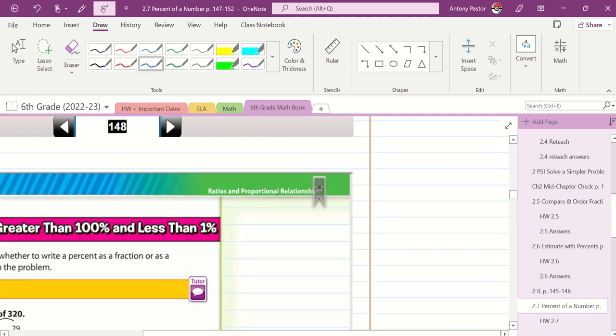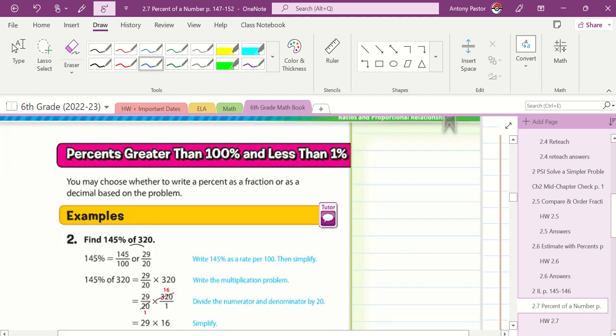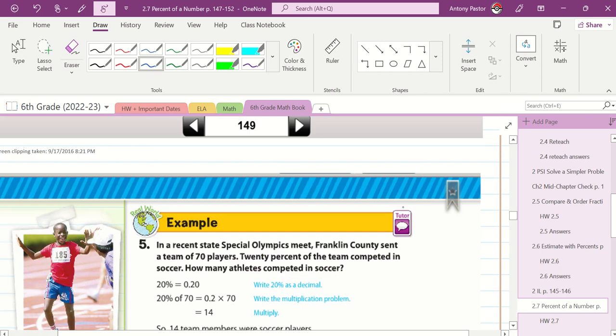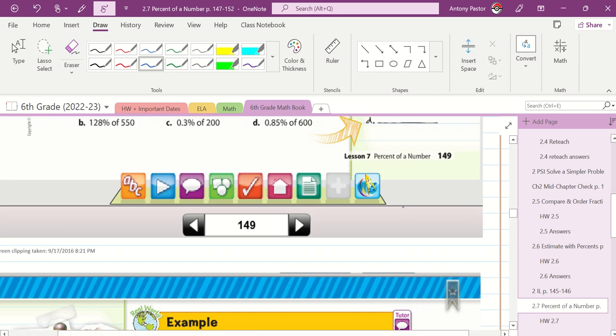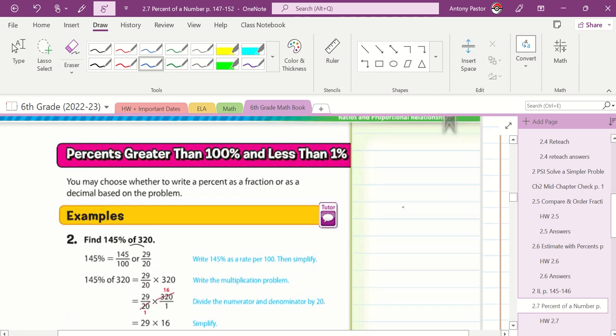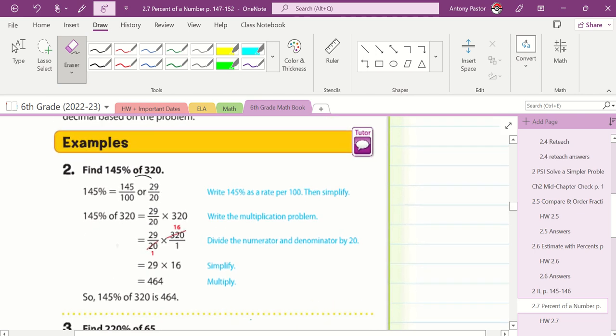And that's pretty much, oh no, it's not. Percents greater than 100% and percents less than 1%. After this will be the last thing. So what happens if we're finding a percentage of a number and that percentage is more than 100% or less than 1%? So to find 145% of 320, what we would do is this.